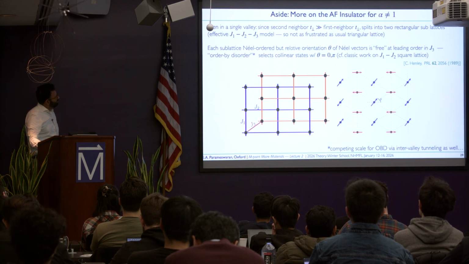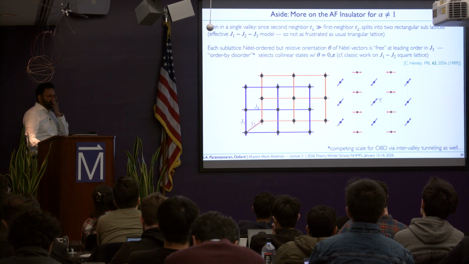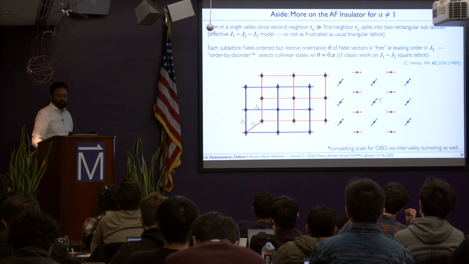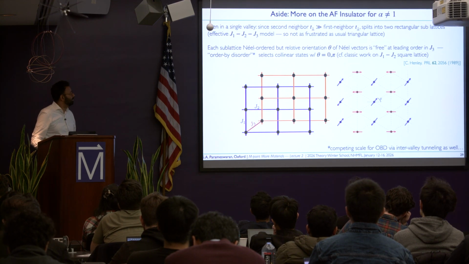I'll skip the last thing, which is just an aside. If you actually want to figure out the ordered state, even in a single valley, it turns out to be a tricky calculation involving order by disorder or something like that because of the way the problem is.